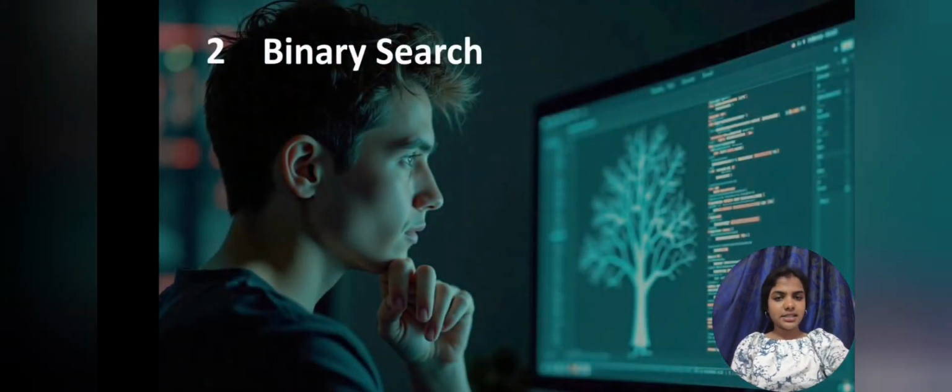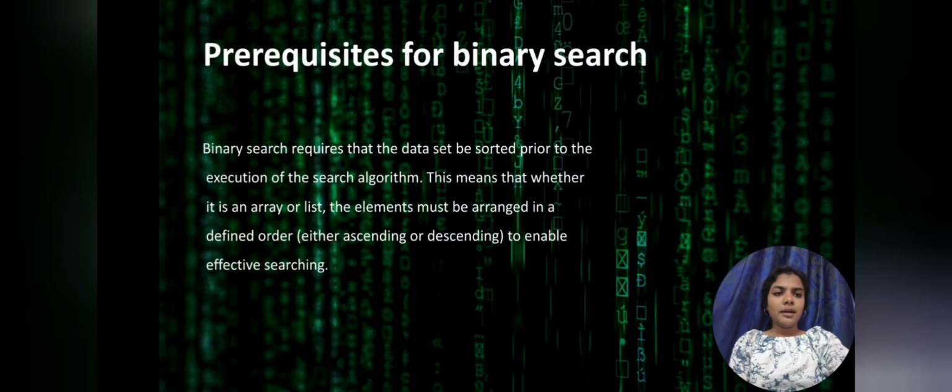Next, let us discuss binary search, the second type. Before going to the actual meaning of binary search, let us know the prerequisites for binary search. Binary search requires that the data set be sorted prior to the execution of the search algorithm. This means that whether it is an array or list, the elements must be arranged in a defined order, either ascending or descending, to enable effective searching.